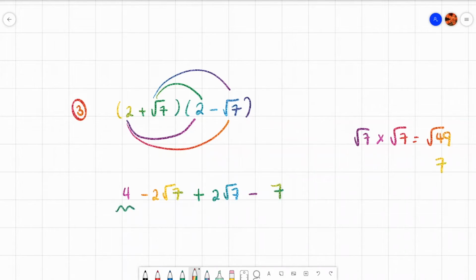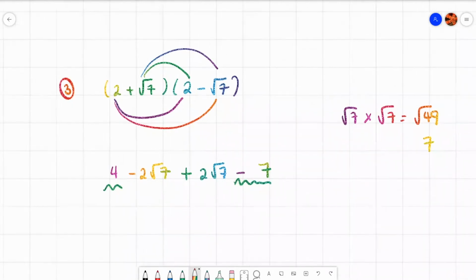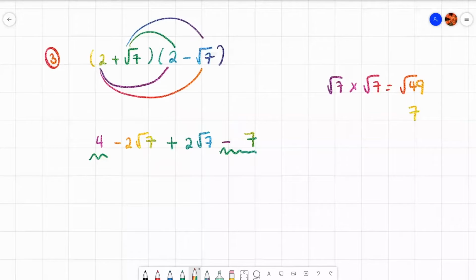I can do 4 take away 7, which is the two whole numbers, so I can subtract them, can't I? So 4 take 7 is minus 3. And then I know that both of these have a root 7 with them, so I can do minus 2 root 7 plus another 2 root 7, and they cancel each other out, so that's nothing. So I'm just left with minus 3.